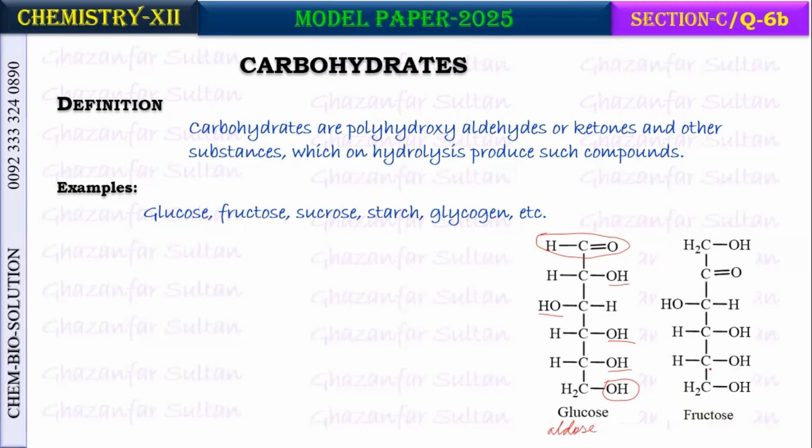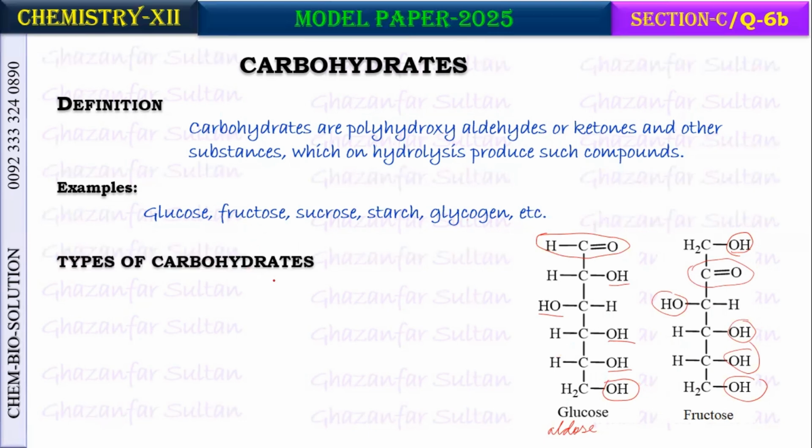And now this is fructose. This is a polyhydroxy ketone. In this molecule, this OH and this OH are primary alcohol groups, while these three are secondary alcohol groups, and this is the ketone. So this is the open chain structure of fructose.